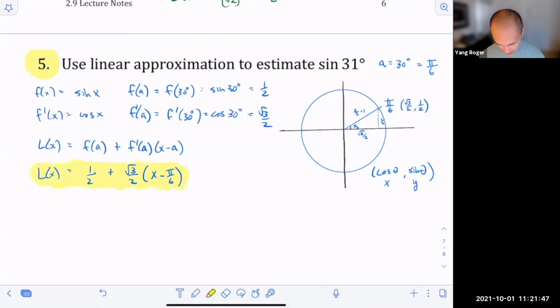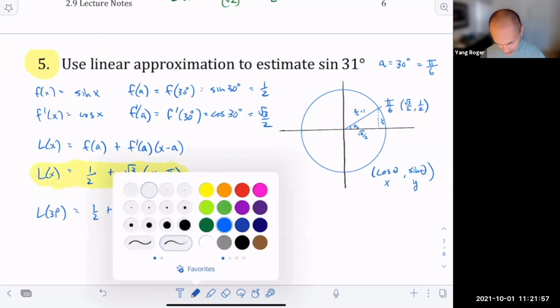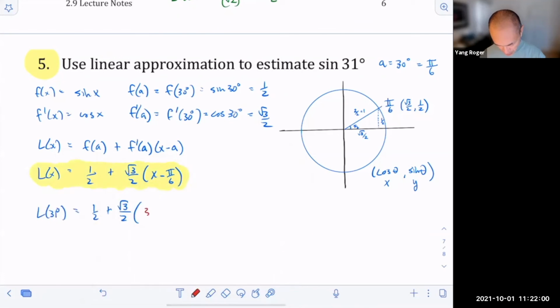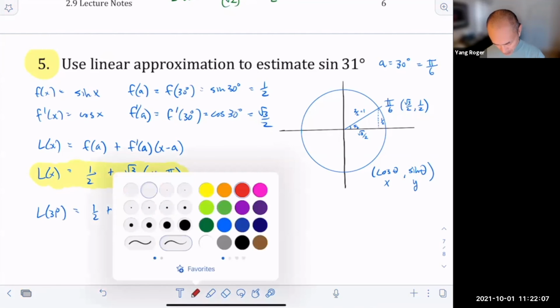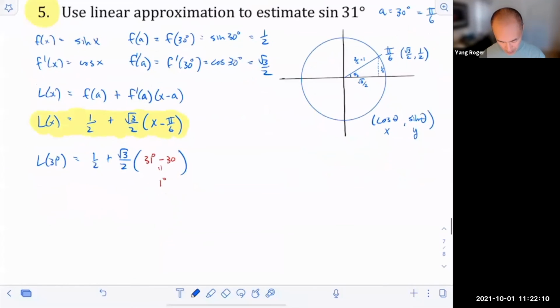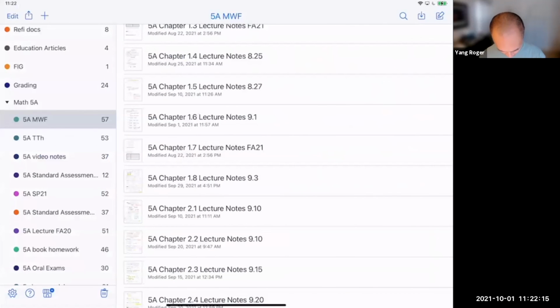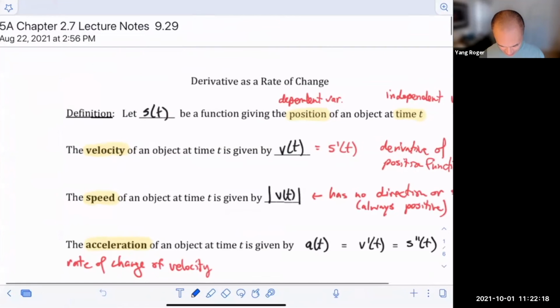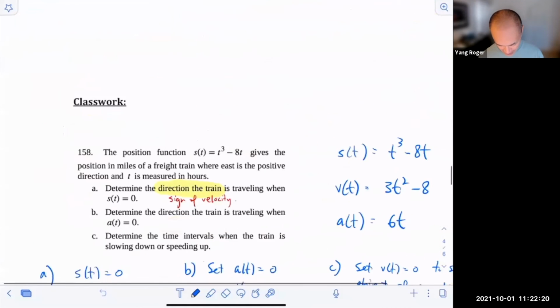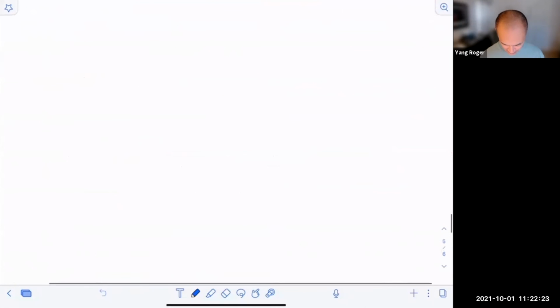They want me to find the approximation for 31 degrees. So that's going to be 1/2 plus rad 3/2 times, we're going to think about it as 31 degrees minus 30 degrees, which is really equal to 1 degree. So as I had said earlier, 1 degree is pi/180 radians.